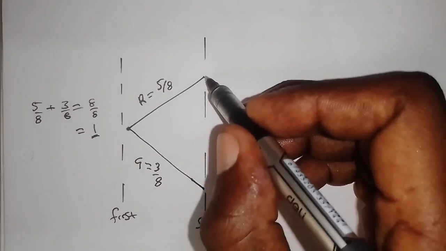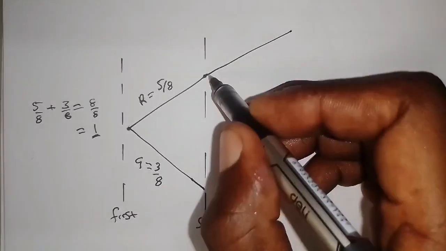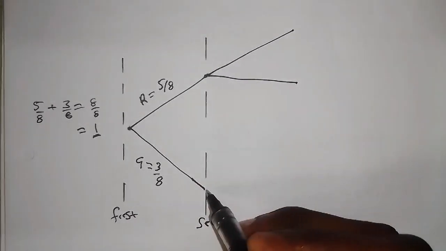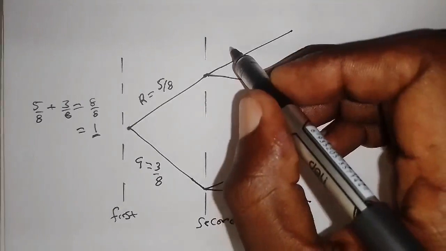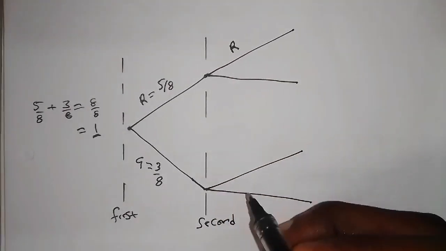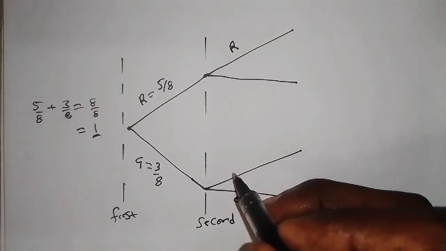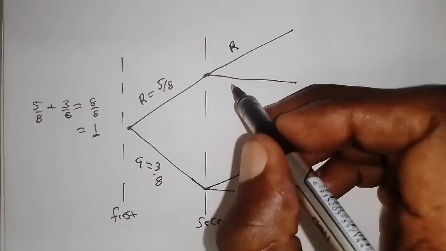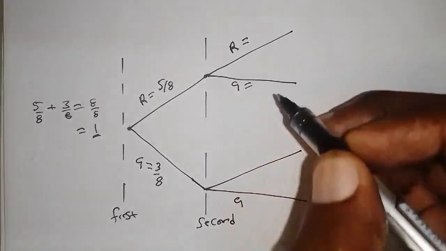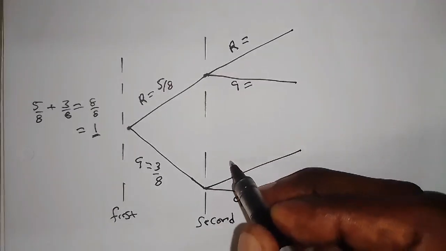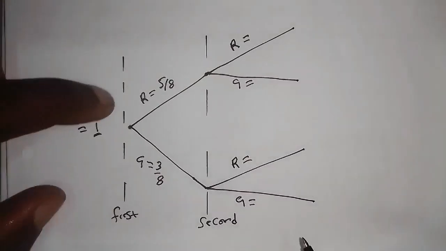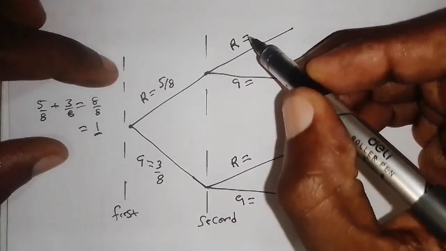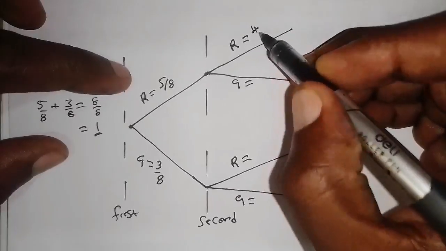So again, we branch off from here and from this one. Again we have red and green here, and there we also have red, green. Then this one we're going to have also red. So the most important thing you have to understand is this: when you pick this red one, you're going to have 4 out of 7.